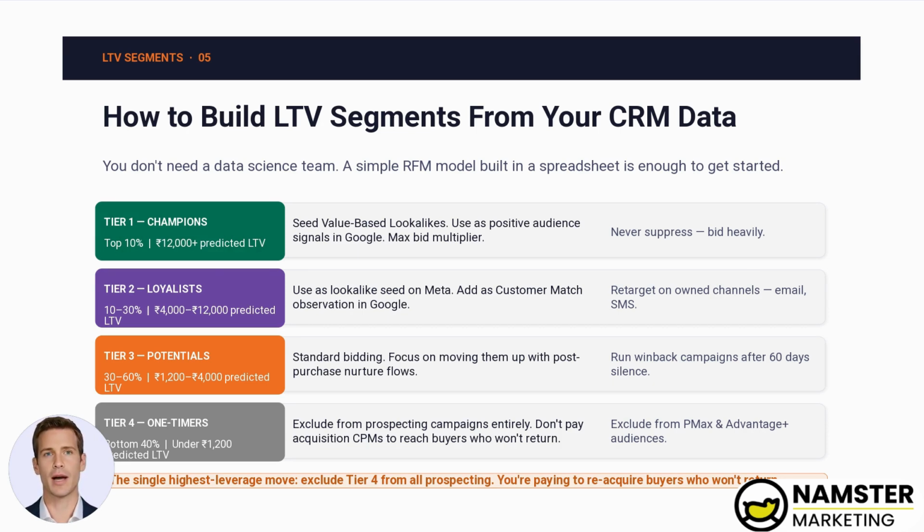However, the single most impactful move you can make is regarding Tier 4, the one-timers. These are the bottom 40% who will likely never return. You should exclude this tier from all prospecting campaigns entirely. Why pay acquisition costs to reach buyers who won't contribute to your long-term growth? By excluding the bottom tier, you free up budget to double down on the segments that actually drive your business forward.